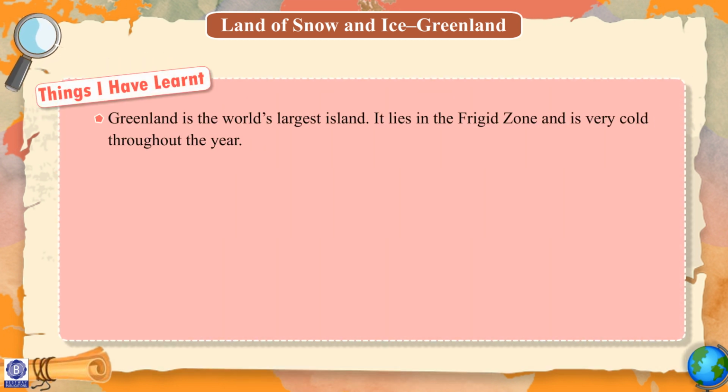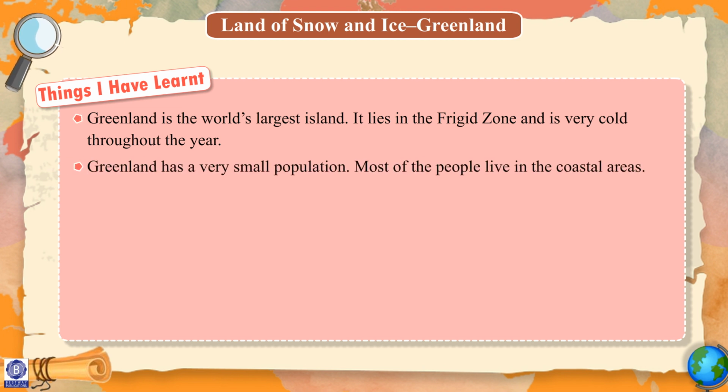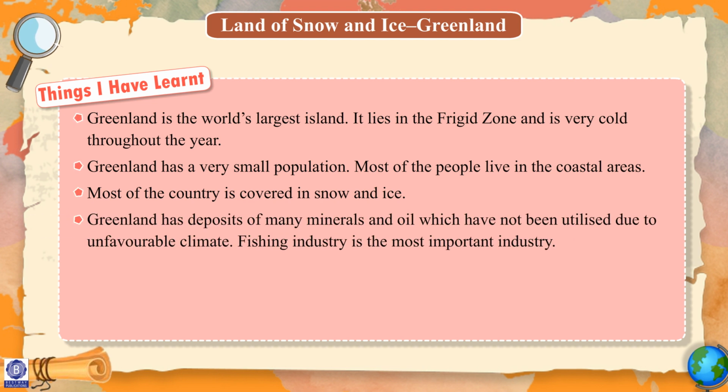Things I have learned. Greenland is the world's largest island. It lies in the frigid zone and is very cold throughout the year. Greenland has a very small population. Most of the people live in the coastal areas. Most of the country is covered in snow and ice.